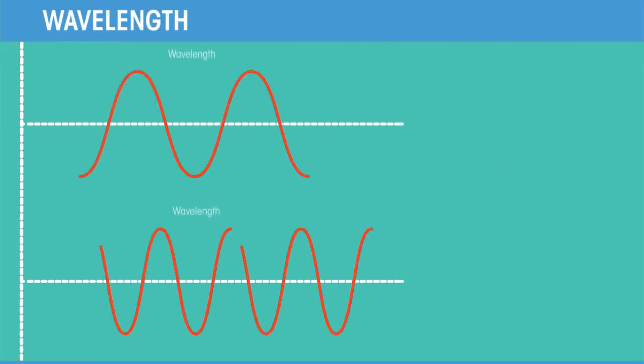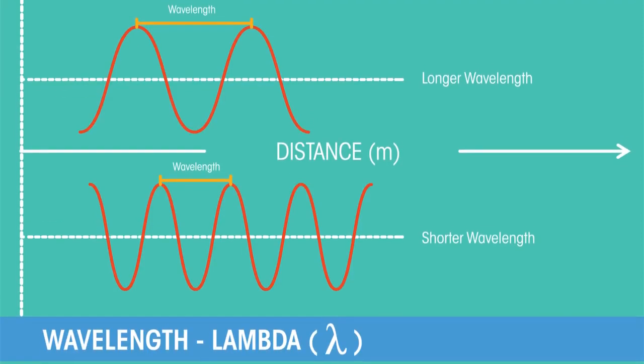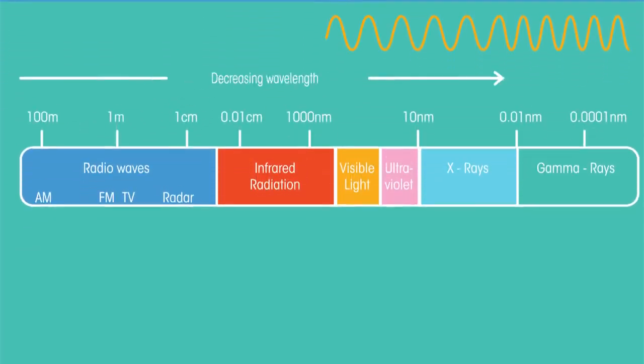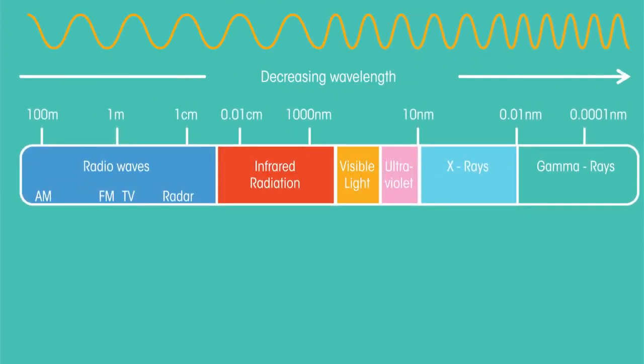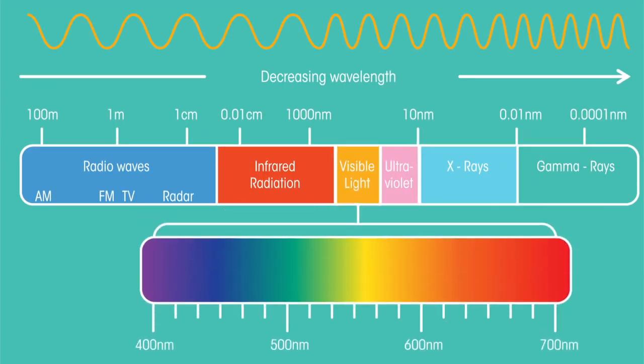Now for wavelength. The wavelength is the distance between a point on one wave and the same point on the next wave. For example, 2 peaks or 2 troughs. Wavelength is given the symbol lambda from the Greek letter and is usually measured in meters. Wavelength can vary hugely in size. X-rays are very short, visible light is here, and FM radio waves are much longer.